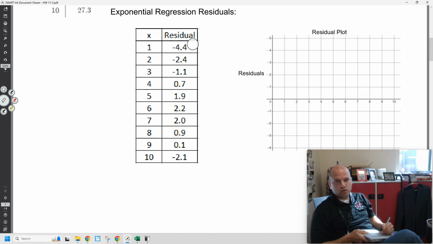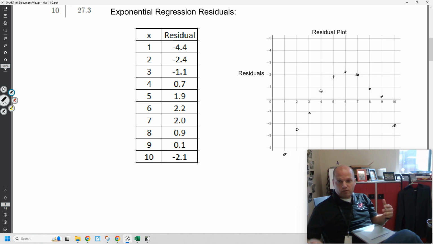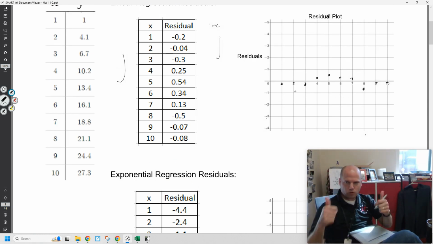Versus residuals of 4.4 is down here. Negative 2.4 down here. Negative 1.1 here. 0.7 here. 1.9 there. 2.2 here. 2 here. 0.9 is going to be here. 0.1 is there. And negative 2.1 is there. You can see your residuals are, first of all, not close to zero, and they make this pattern, which shows this is not good. This is a bad model. Pattern means bad model. No pattern, small residuals, good model.